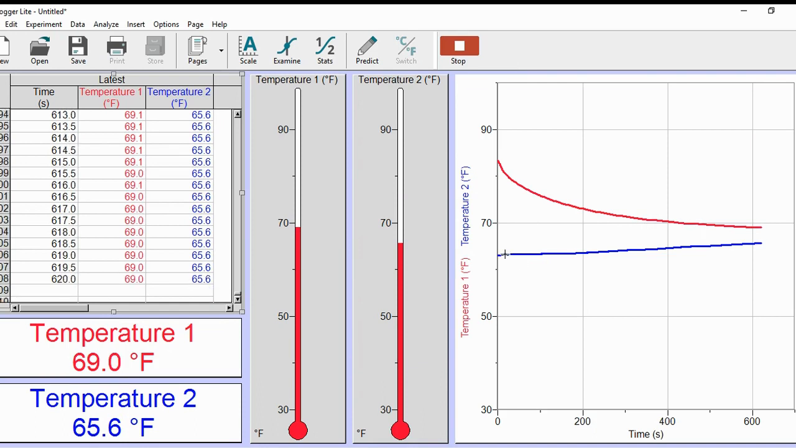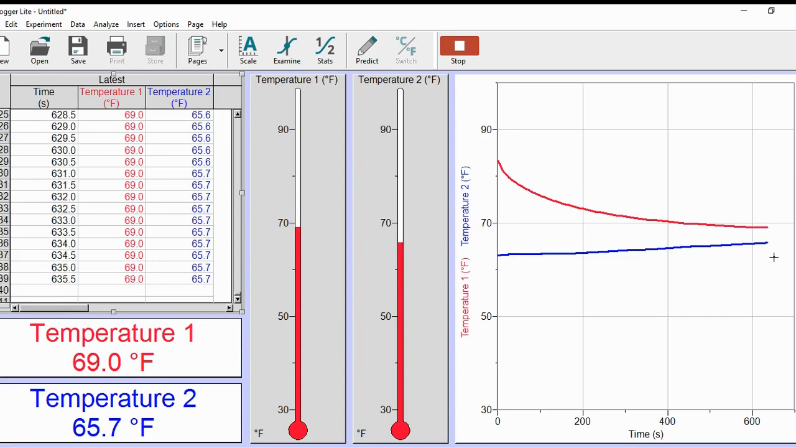We've got a slight increase coming with our cold side in the blue line with temperature two, but they are coming closer and closer together. Have we hit your hypothesis as to when those temperatures will be together? Did anybody say the 10-minute mark?